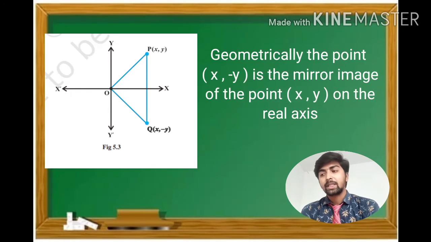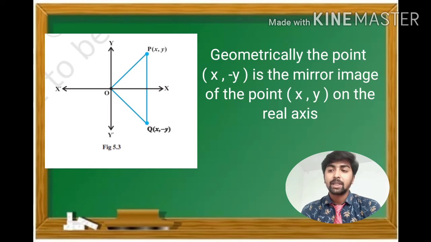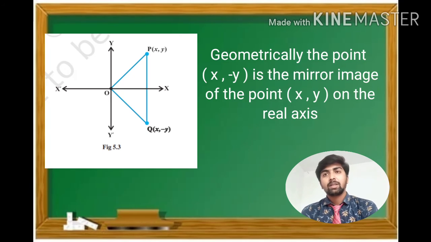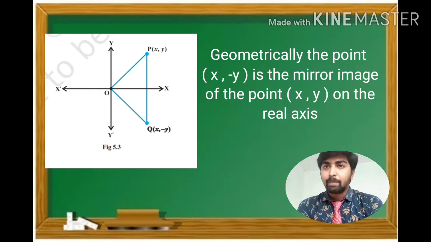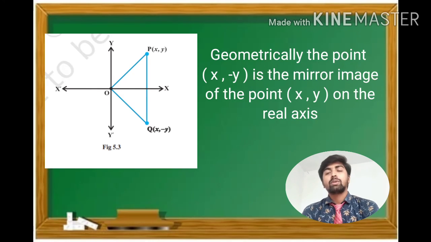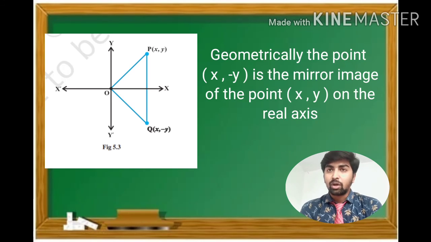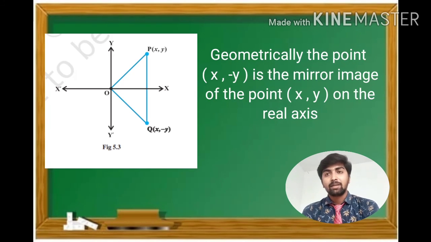Geometrically, the point (x, minus y) is the mirror image of the point (x, y) on the real axis. Means the point of complex number z equals x plus iy is the mirror image of its conjugate z bar equals x minus iy, and its point is (x, minus y).